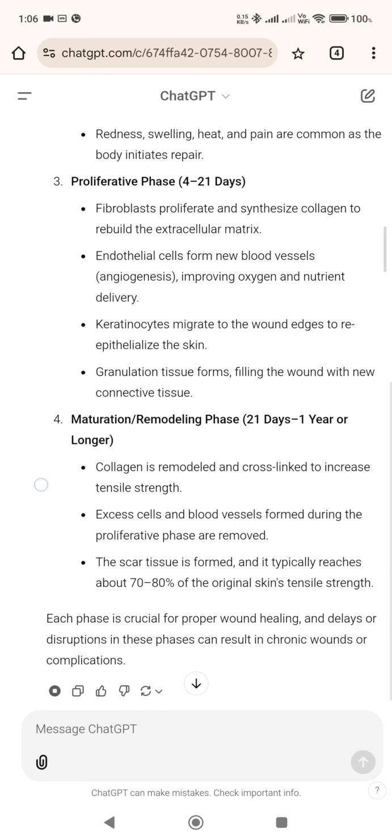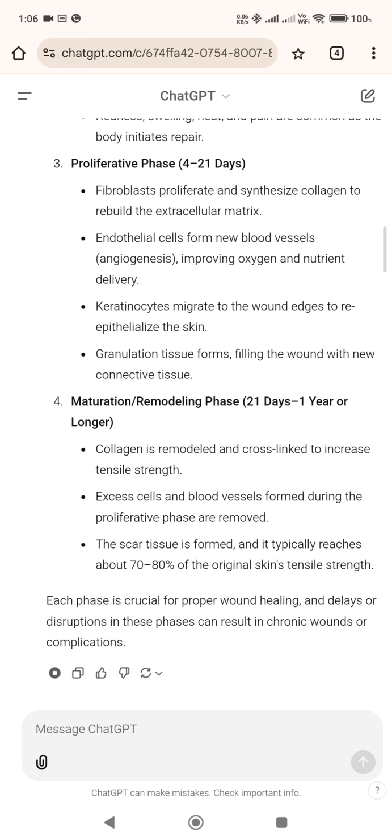3. Proliferative phase, 4 to 21 days. Fibroblasts proliferate and synthesize collagen to rebuild the extracellular matrix. Endothelial cells form new blood vessels, angiogenesis, improving oxygen and nutrient delivery. Keratinocytes migrate to the wound edges to reepithelialize the skin. Granulation tissue forms, filling the wound with new connective tissue.